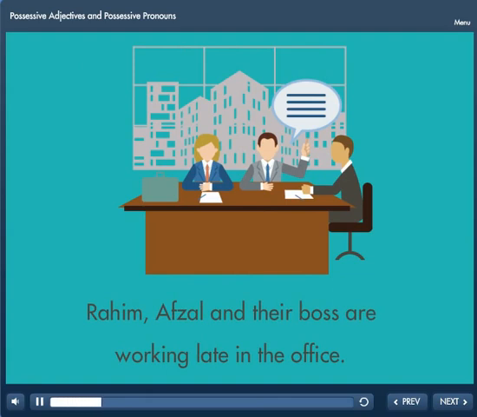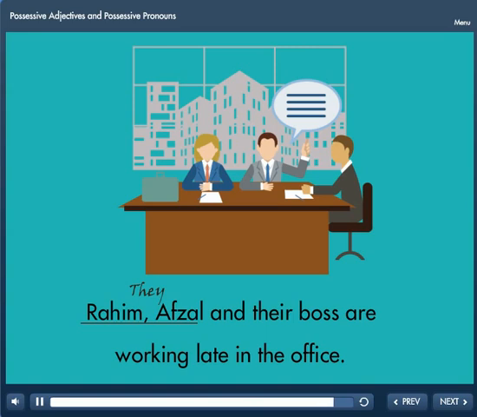In this sentence, the possessive adjective there appears before the noun boss. We know that the matching pronoun for there is they. If we read the sentence again, we recognize that Rahim and Afzal refers to multiple people, and we would use the pronoun they to describe Rahim and Afzal. Instead of writing Rahim and Afzal's boss, we simply wrote their boss.